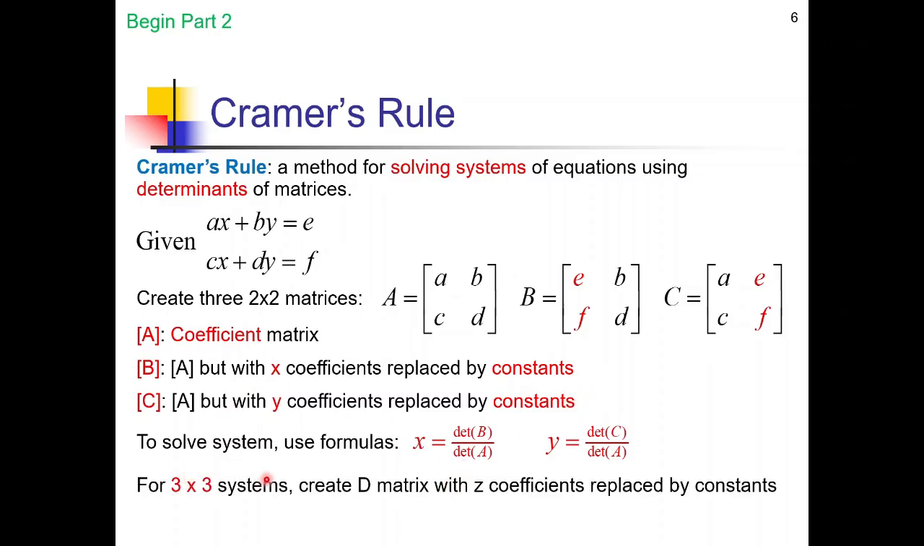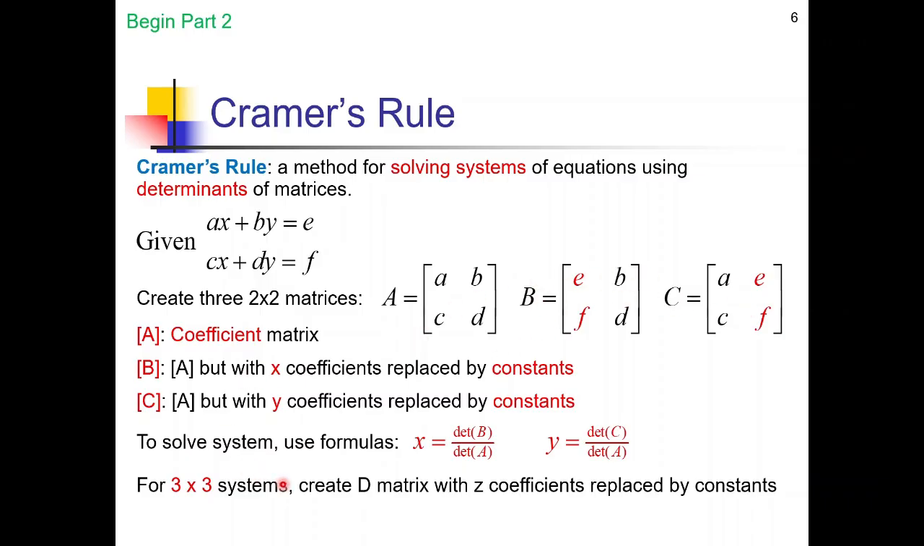For a 3x3 system, you would create a fourth D matrix, and that one would just have the z coefficients replaced by whatever your constants were, only you'd have three constants at that point instead of just two. You can actually expand this to a system of any size as long as it's a square system, which is to say it has as many variables as it does equations. So you could even do a 5x5 or a 10x10 system using this type of reasoning.